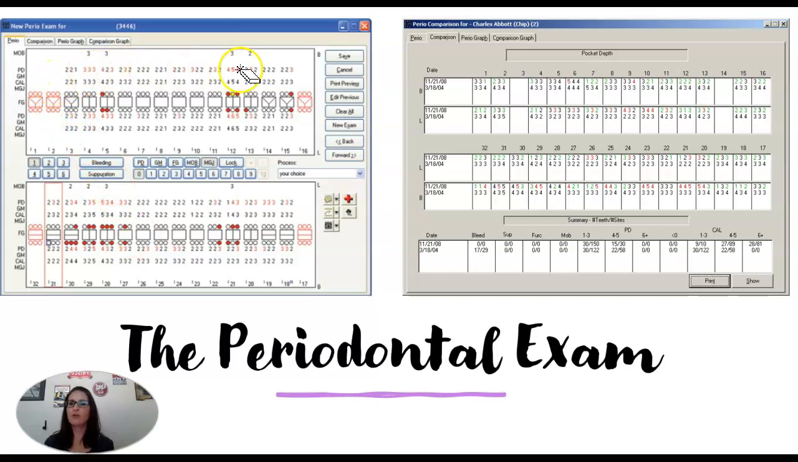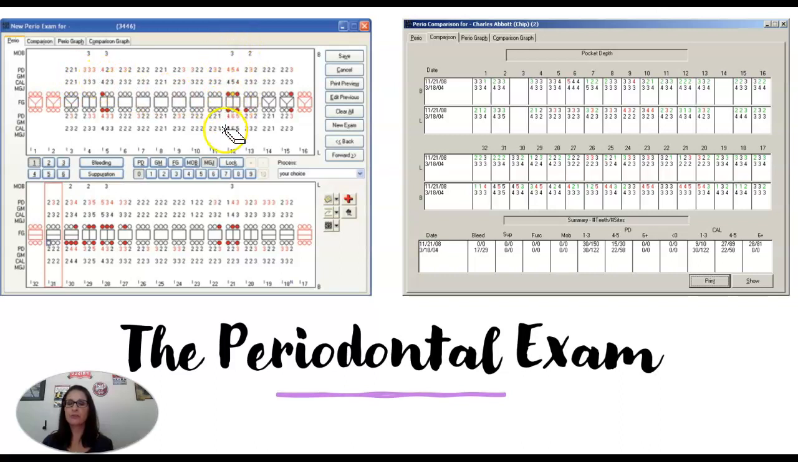So you're going to be going all the way around the mouth and then beginning and coming all the way around again on the lower. So as the dentist or hygienist is calling out these various numbers, you're just recording them as you're going along. So you can see this patient has some 2s, has some 1s, has some 3s, 4 here.